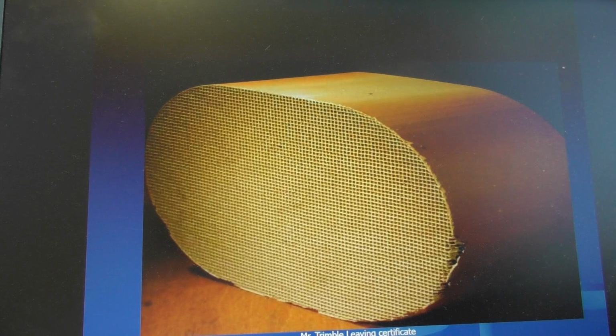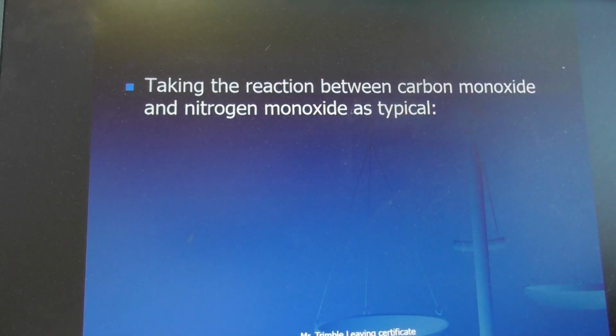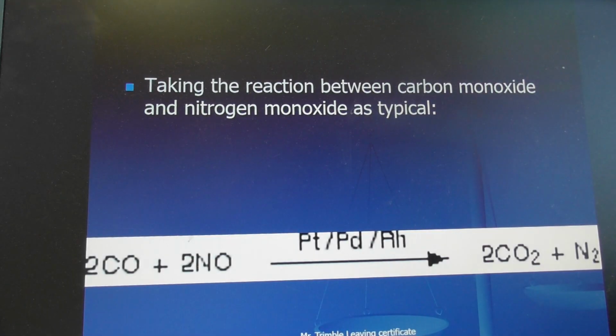That's why, when you cut through the catalytic converter, you'll see something like this, which is a honeycomb structure. It maximizes surface area, so that when the gases are being pumped through it, they most likely will come in contact with the catalyst. And that's essentially it. Now you would need to know this balanced equation here, at least you should know it. Carbon monoxide, nitrogen monoxide, and there's the three catalysts.